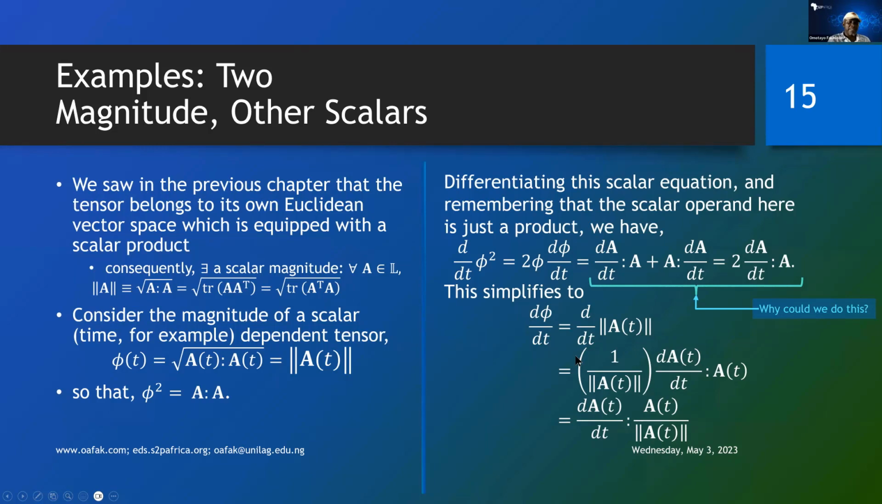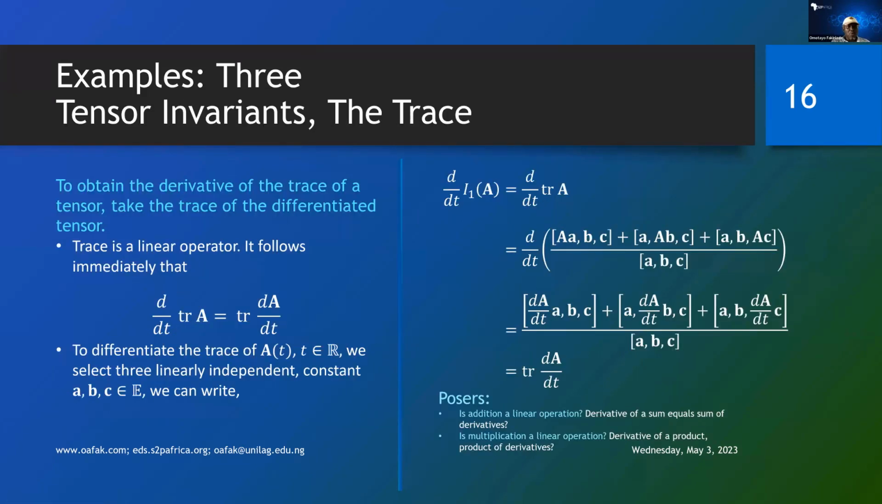We go to example 3. In example 3, we want to look at the tensor invariance. To obtain the derivative of the trace of a tensor, take the trace of the differentiated tensor. Trace is a linear operator. It follows immediately that the derivative of the trace is equal to the trace of the derivative. To differentiate the trace, we select 3 linearly independent constant vectors A, B, C.